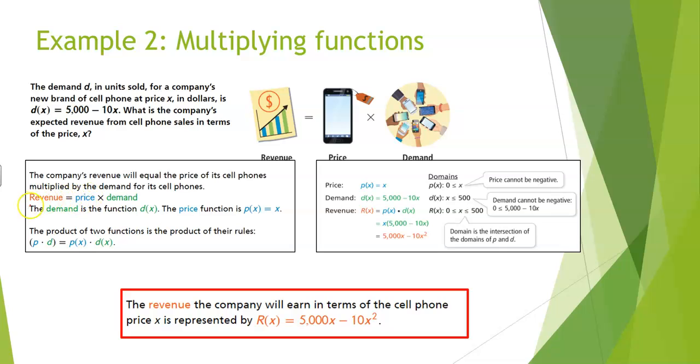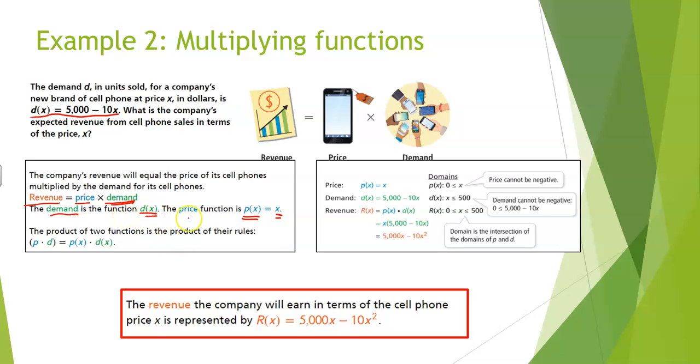So the revenue is my price times my demand. Well, we've already defined the demand to be this. And my price, I could write a function that the price is just X. Now maybe the price would be different in another situation. We're making it very simple here. And the demand, like I said, we've already defined that to be D of X.